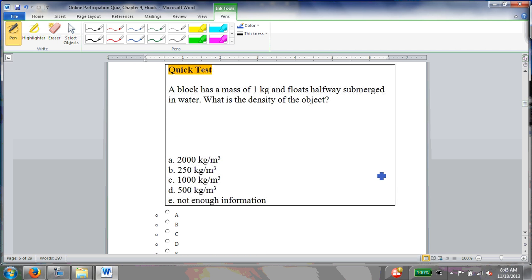A block has a mass of 1 kilogram. It's halfway submerged in water. What is the density of the object? Okay, so I have this block. It floats halfway, so the volume over 2 is submerged. I want to know the density of the object. Now I know that the forces acting on this are the buoyant force and the weight. And because it's floating, I know that the buoyant force is equal to the weight. So I can say F_B equals F_W.